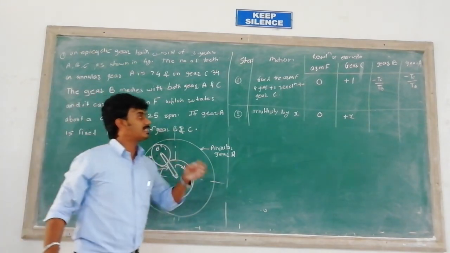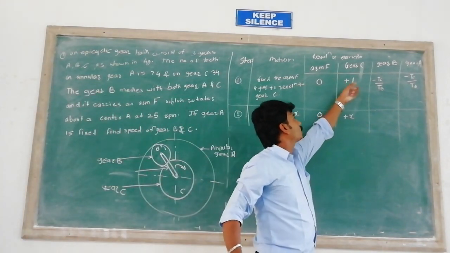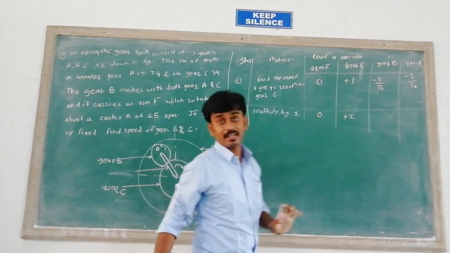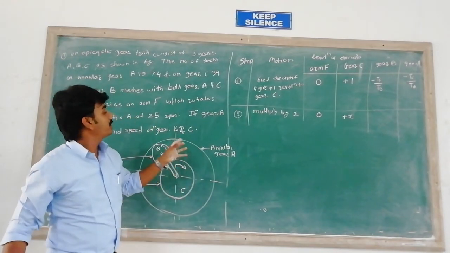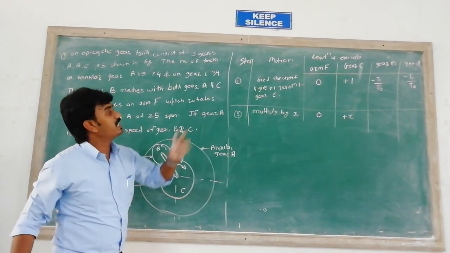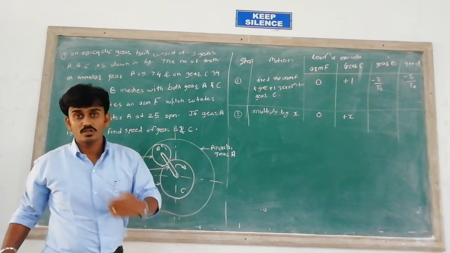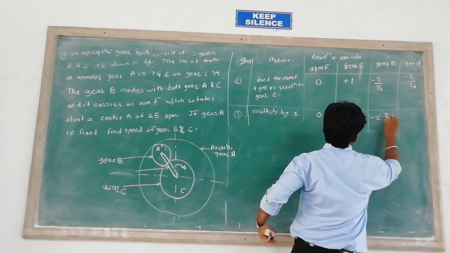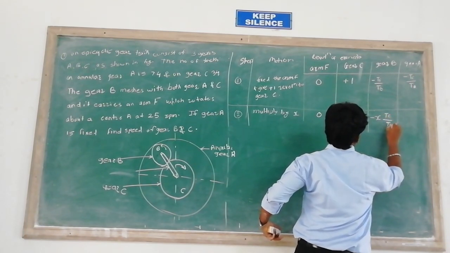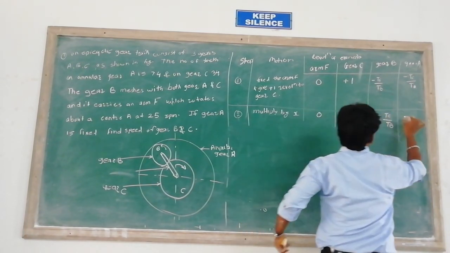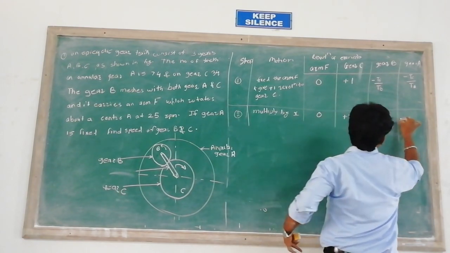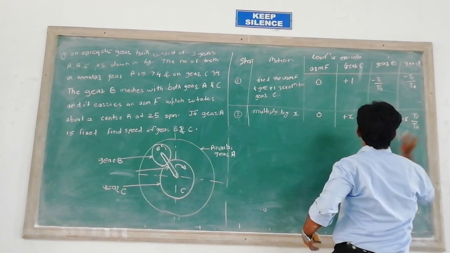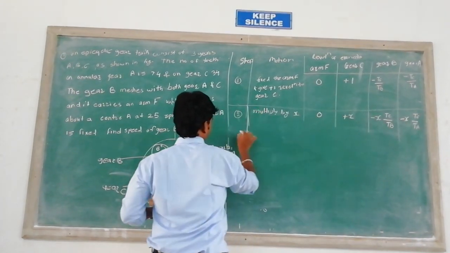When gear C is rotating with plus 1 revolution, then revolution performed by the gear B is equal to minus tc divided by td. Similarly, when we give the plus x revolution to the gear C, the number of revolution performed by the gear B is equal to minus x into tc divided by td. And similarly, the number of revolution performed by the gear A is equal to minus x into tc divided by ta. Okay, this is our second step.